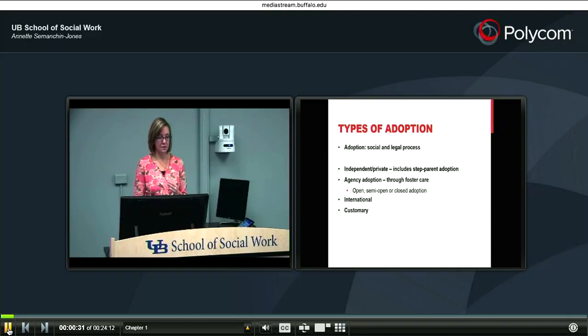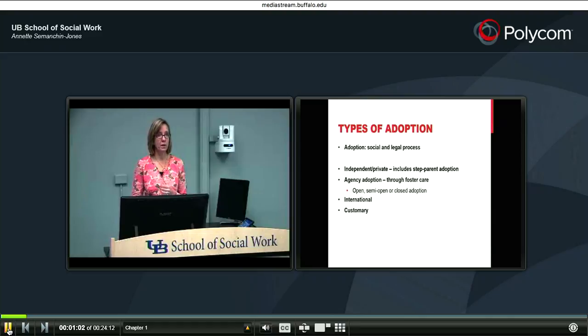One is completely independent or private adoption. One prominent example of this might be a step-parent adoption. That's a private adoption, just through an attorney, and that's one type of adoption. You also see, and what we've been talking a lot about here, and folks are focused on for their projects, might be agency adoption. And this is often a public adoption through the foster care system.